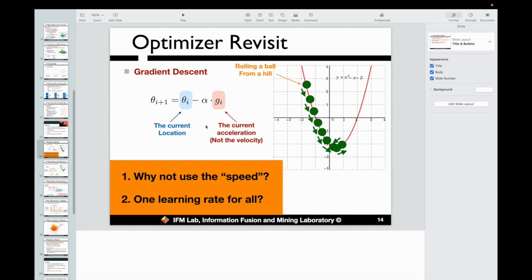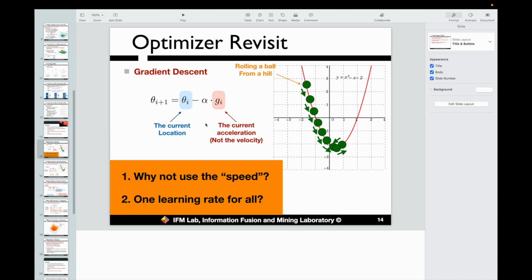If we check the updating equation again, we are updating theta according to this formula: theta i plus 1 equals theta i minus alpha times g i. If we compare this updating process to rolling a ball, we can provide a physical interpretation for each of the terms. Theta denotes the location of the ball at each step, like theta i denoting one location of the ball at a certain time.